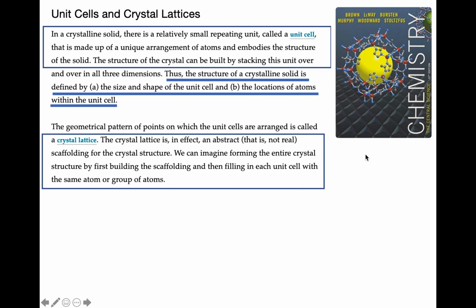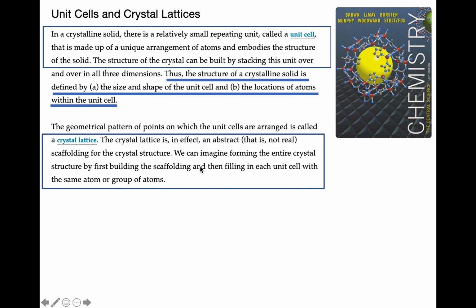Key thing that I find right here in BLB that I don't find in any other general chemistry textbook is this idea. So we have a crystal lattice. This crystal lattice, which is going to be describing this resulting 3D shape, BLB will make the point here that this is an abstract scaffolding for the crystal structure. The crystal structure is not the same as the scaffolding.